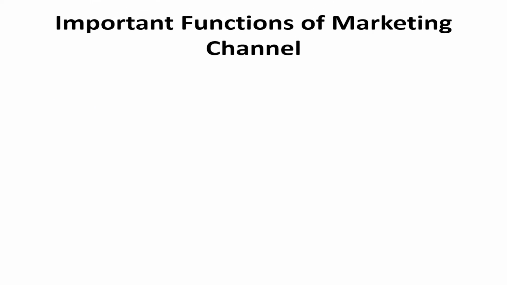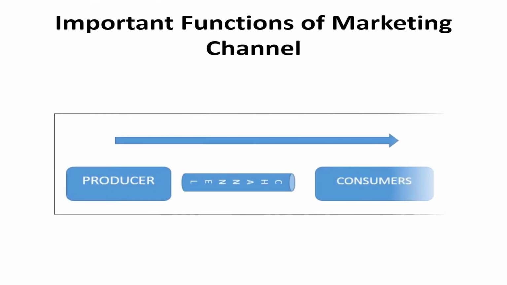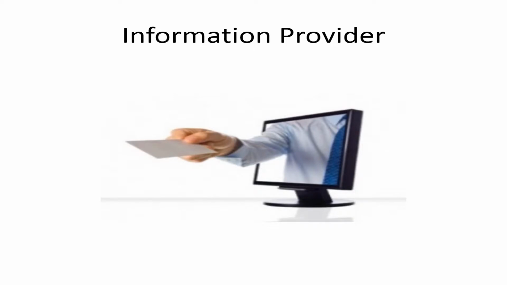Now let us discuss important functions of marketing channel. Information provider. Middlemen have a role in providing information about the market to the manufacturer. Developments like changes in customer demography, media habits, and the entry of a new competitor or a new brand and changes in customer preferences are some of the information that all manufacturers want.